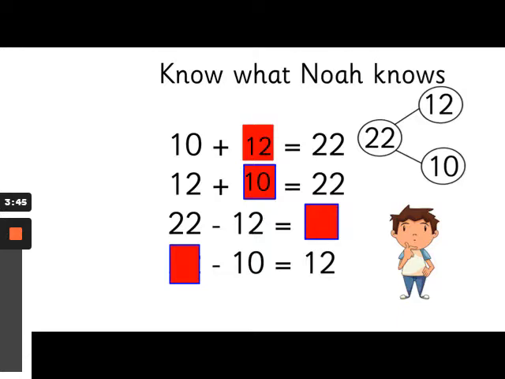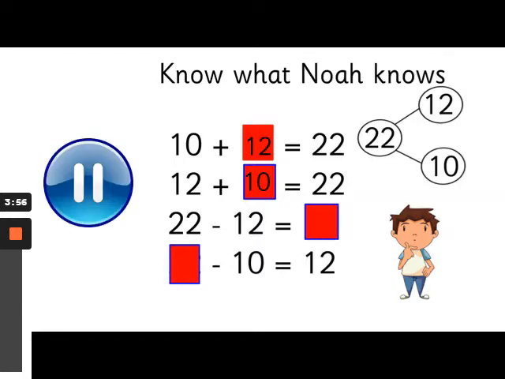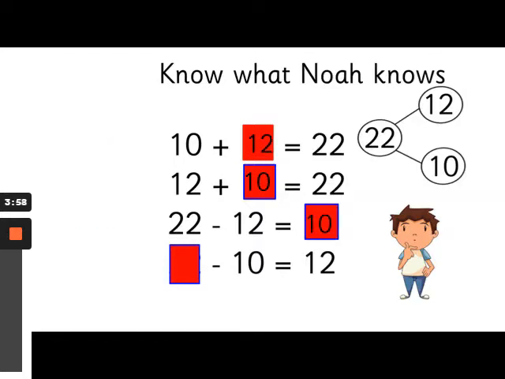Now the next two are subtraction number sentences. It says 22 subtract 12 equals something. I wonder if you can work out what that answer is. Fantastic, the answer is 10. 22 subtract 12 equals 10.